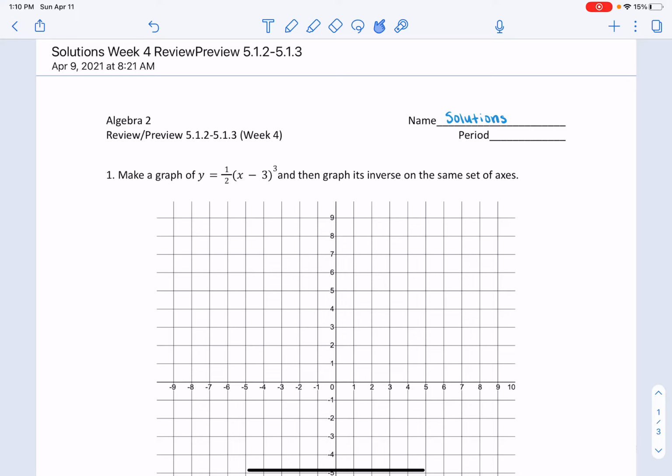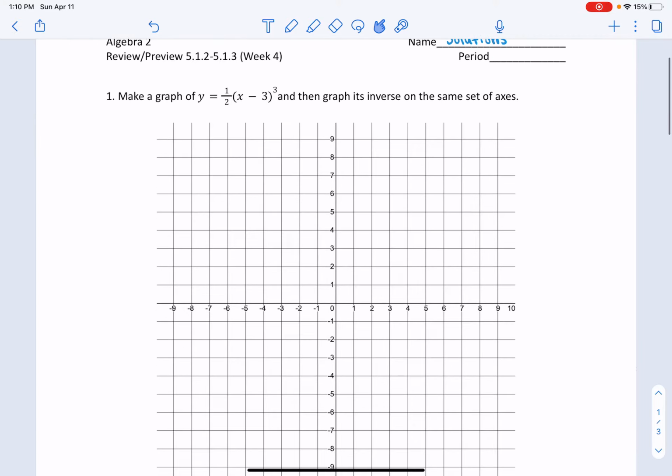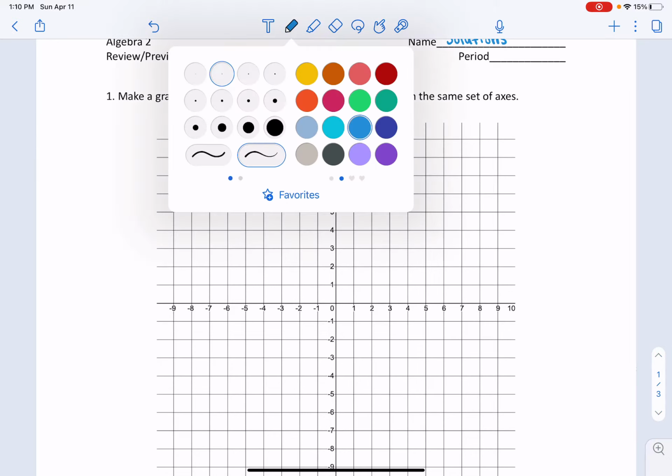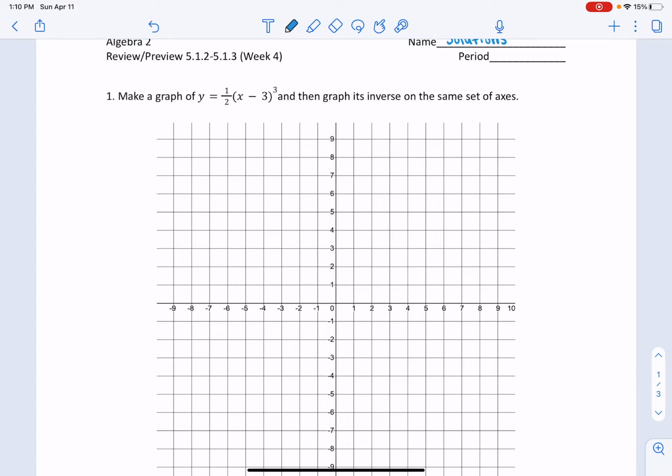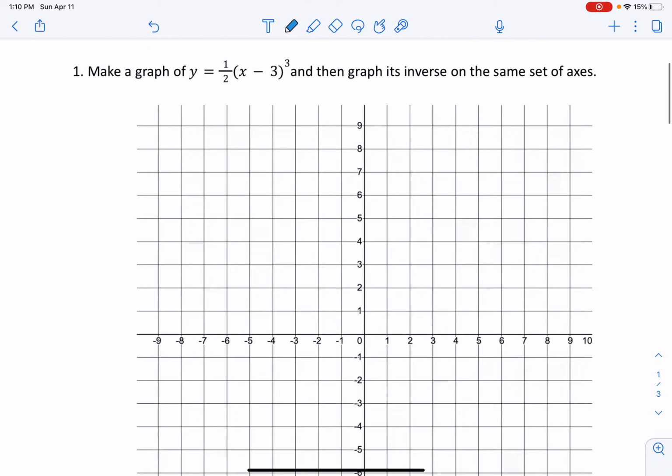The first one says make a graph of y equals 1/2 times (x minus 3) cubed, and then graph its inverse on the same set of axes. Looking at this one first, there's a couple of ways you can go about it. I think what I want to look at first is making the inverse equation.